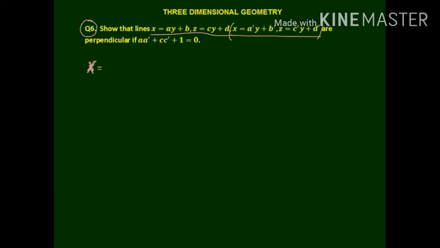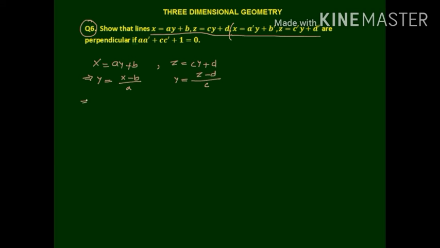This is X. Sorry, let me correct it. So the first line is X equal to AY plus B, and here Z equal to CY plus D. Both are planes. Two planes written together represent a line because they intersect in a line. So from here you see what is a common variable. Y is a common variable, no? So you express Y from these two. What you will get is X minus B divided by A, and here you will be getting this as Z minus D divided by C.